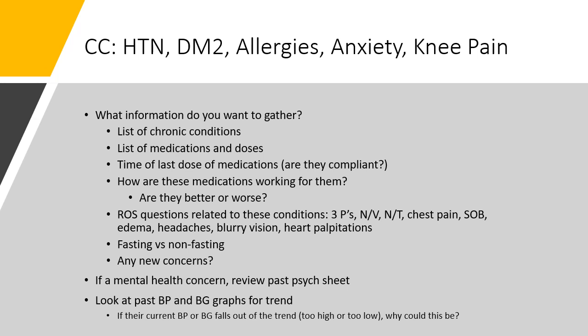Next, you want to ask some review of system questions, which will give you insight on the status of their condition. So in this case, I would ask about the 3 Ps, polyuria, polydipsia, polyphagia for diabetes. I would also ask about numbness and tingling and nausea and vomiting for diabetes. For hypertension, I would want to inquire about chest pain, shortness of breath, heart palpitations, any kind of lower leg edema, changes in their vision, blurry vision, and headaches.